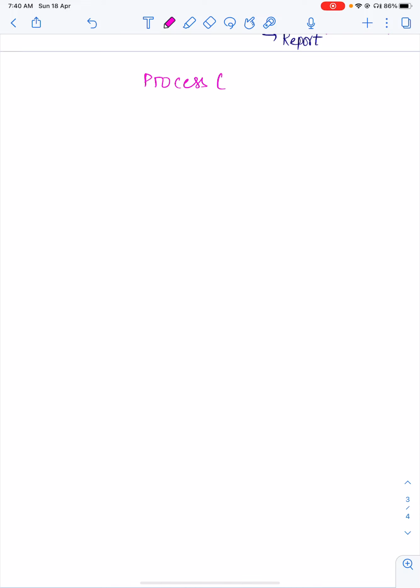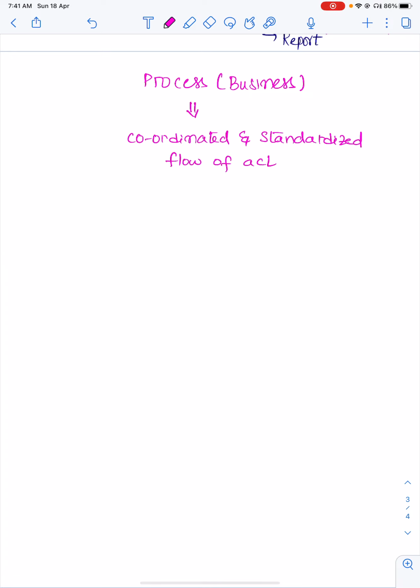Process definition from business perspective. Okay, now, what do you mean by process from business perspective? It is nothing but a coordinated and standardized flow of activities.